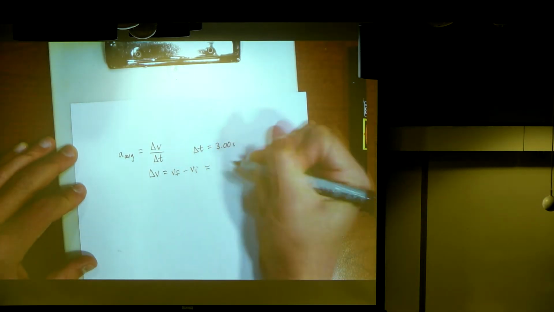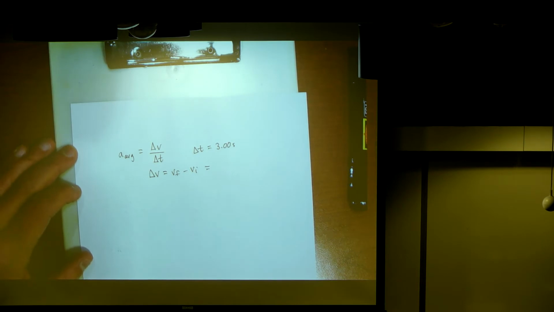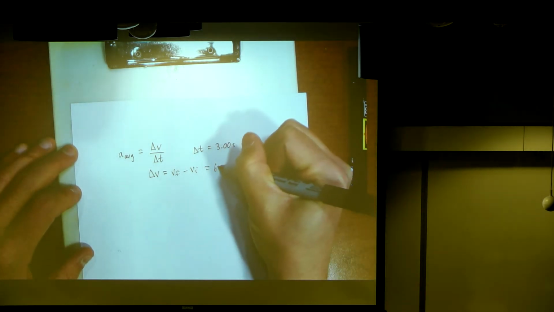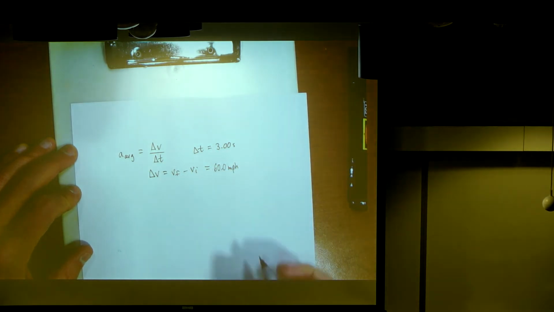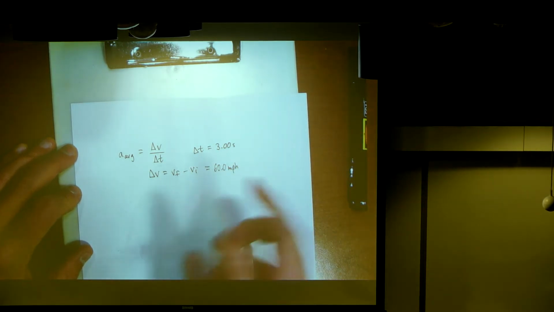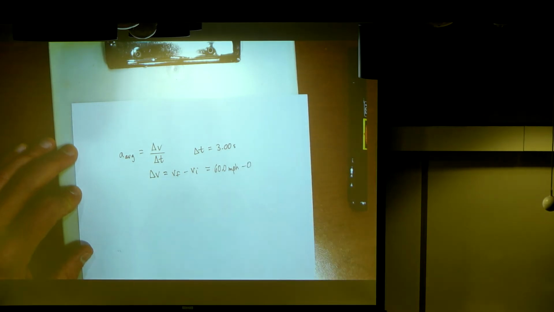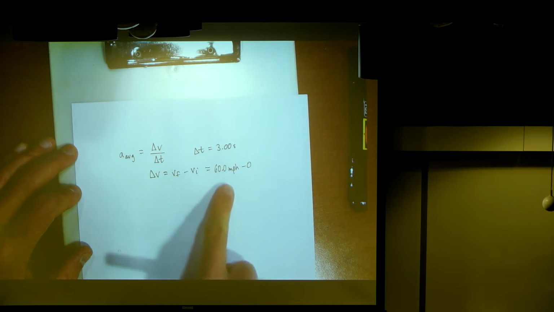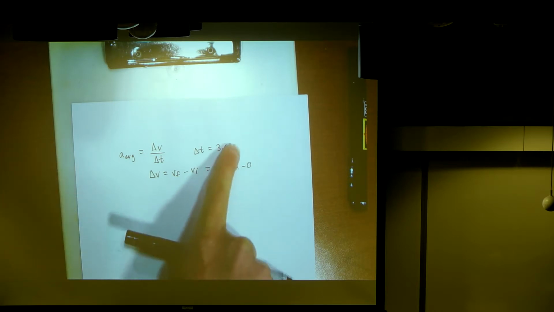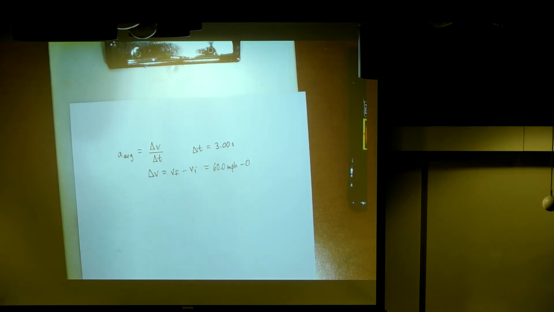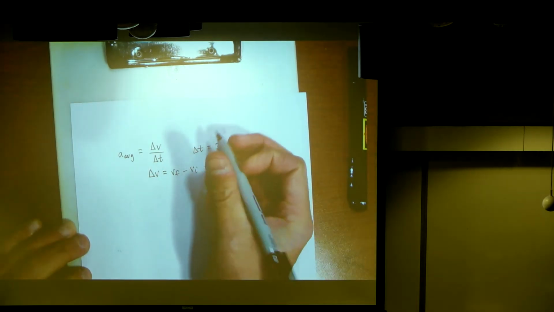So what's my v final in this situation? 60, but it's in miles per hour. I'll write that as mph for here. And what's my v initial? 0. So that's a delta v of 60 miles per hour. Okay? What we want to do here is convert the units, because we have miles and hours, and here we have seconds. We want the whole thing to only involve meters and seconds. So in other words, I'm going to take this delta v, convert it to meters per second.